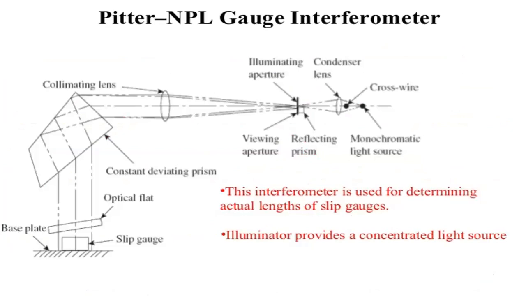So the main difference between the NPL flatness interferometer and the NPL gauge interferometer is that in the NPL flatness interferometer we used the green filter to eliminate all the colors and transmit only the green color light. But in the NPL gauge interferometer we are using the prism.